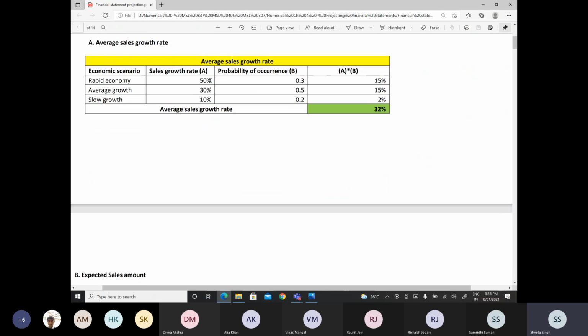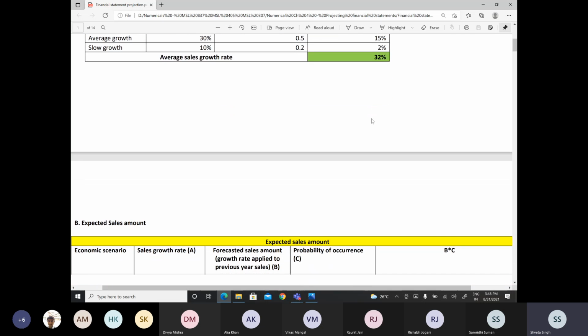So all you need to do over here, first you have to calculate the average sales growth rate. For each scenario, we multiply the sales growth rate with the probability of occurrence to get the sum, that is 15%. For average growth, we multiply 30% with the probability of occurrence, which gives us 15%. And for slow growth, we multiply the sales growth rate with the probability of occurrence, which is 0.2, which gives us 2%. So when we add all of these three scenarios' growth rates, we get the average sales growth rate as 32%.